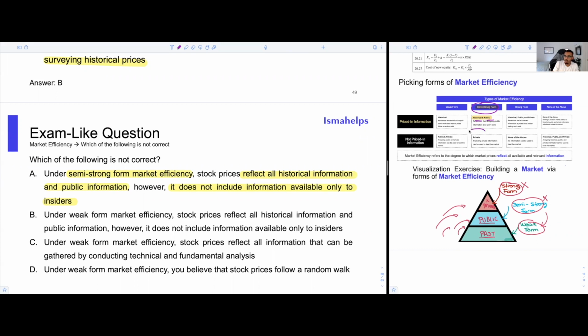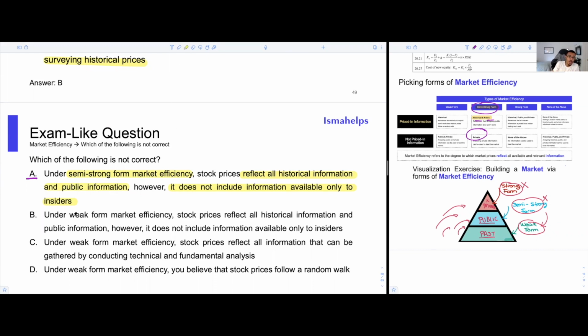And it does not include private information that is available to insiders. So far so good. A could be correct. What I used to do on exams, I would put a little line underneath if I'm not too sure. But this seems like this is correct. Now let's go to B.